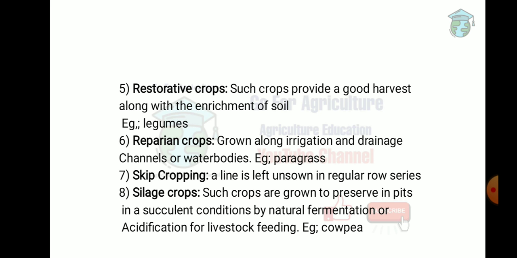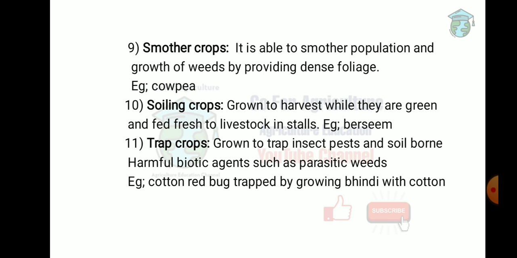Next question, such crops are grown to be preserved in pits in succulent condition by natural fermentation or acidification for livestock feeding. This is called silage crops. So silage is generally for livestock feeding because they are preserved in pits in succulent condition by natural fermentation or acidification. Example cowpea.